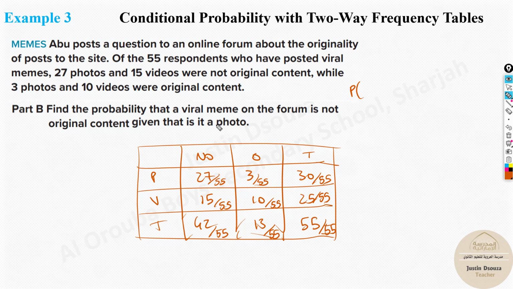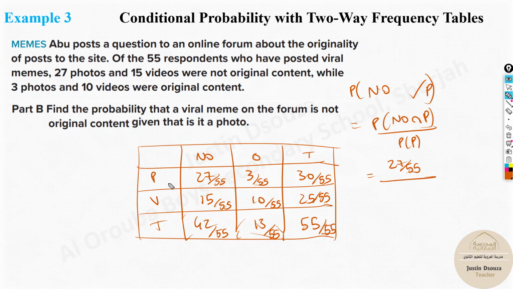Conditional probability. What is the condition? It's a photo. What is the probability? Probability that the viral meme is not original content, provided it's a photo. This is the probability we need to solve. The formula for that is probability of not original intersecting photo divided by probability of photo only. So what is the probability of content that is not original and photo? Intersection is and. It's over here, 27 by 55, isn't it?